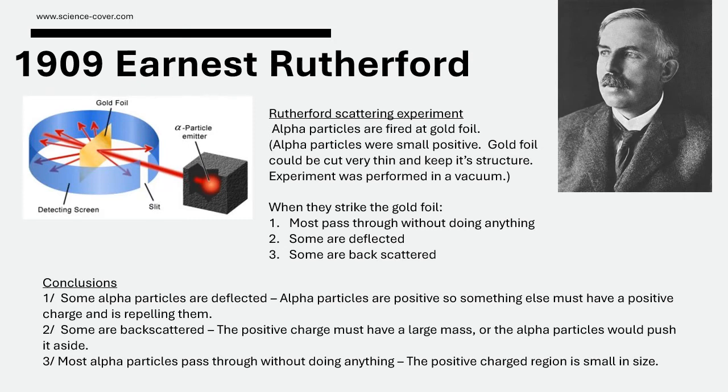And since most of the alpha particles passed through without doing anything, this positive charge region must have been very small in size. So he knew that there was something with a large mass, small in size, that had a positive charge. Now, Rutherford had discovered the nucleus.